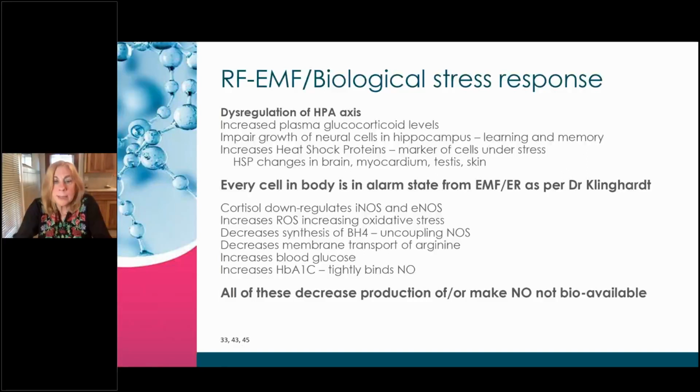Cortisol increases oxidative stress, decreases BH4, which uncouples NOS, decreases membrane transport of arginine, increases blood glucose, increases hemoglobin A1C. Hemoglobin A1C tightly binds to nitric oxide and makes it not bioavailable to do all these good things. So all of these processes decrease the production of or make nitric oxide not bioavailable.